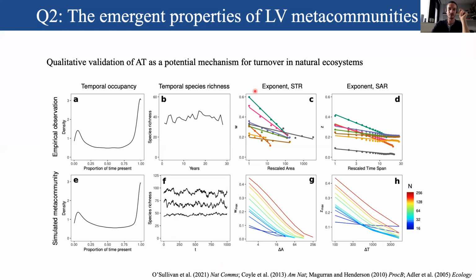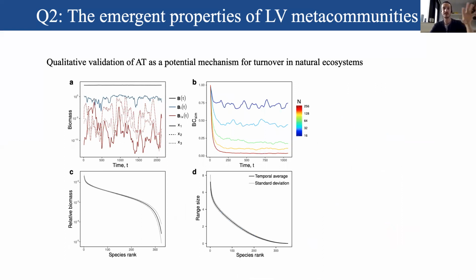And then these last 4 panels represent the species time area relation. This is a rather subtle pattern, but it describes the interrelated exponents of the accumulation of species in time and the accumulation of species in area, which together are described as the STAR. And again, we find a similar interrelated pattern between the exponents of the accumulation of diversity in time and space in our simulations.